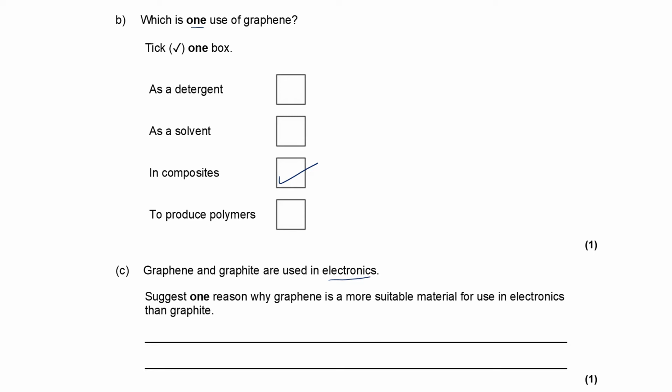Part C, graphene and graphite are used in electronics, right? And it's because they can conduct electricity. It says, suggest one reason why graphene is a more suitable material for use in electronics than graphite. So again, this is something that you would have been taught when you covered this topic, but you should have revised when you were reviewing it. And it's because graphene is a better, so that's the comparative word I'm using, it's a better conductor of electricity.